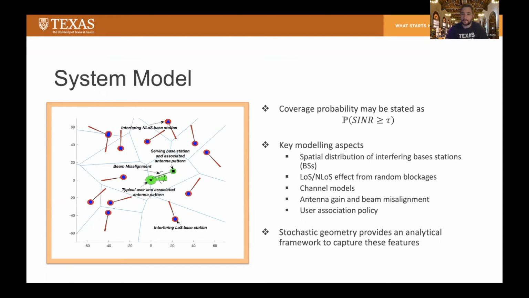Specifically for our work, it's important to consider the overall antenna gain for the desired signal and the interfering links, as well as the phenomenon of beam misalignment for the desired signal. And then finally, it's also a function of the user association policy, the policy by which the typical user is mapped to one of the base stations in the network. Stochastic geometry provides a key analytical framework for capturing this.